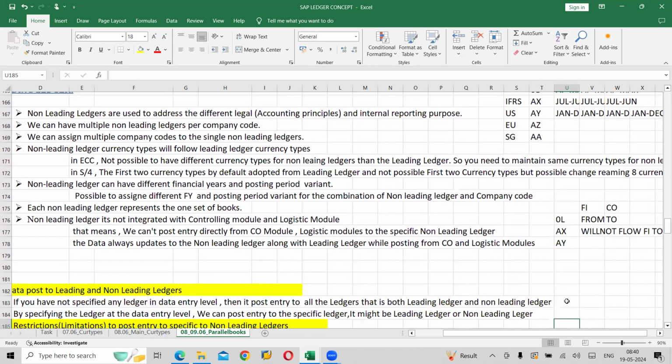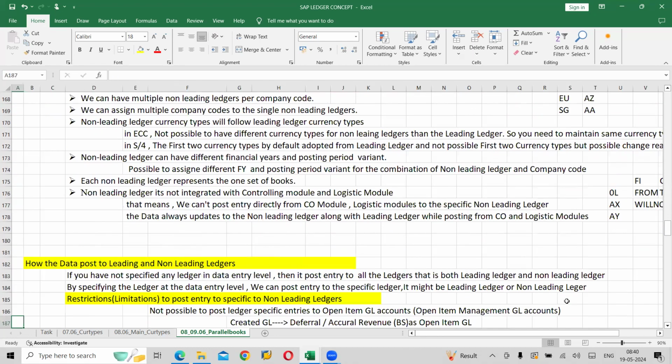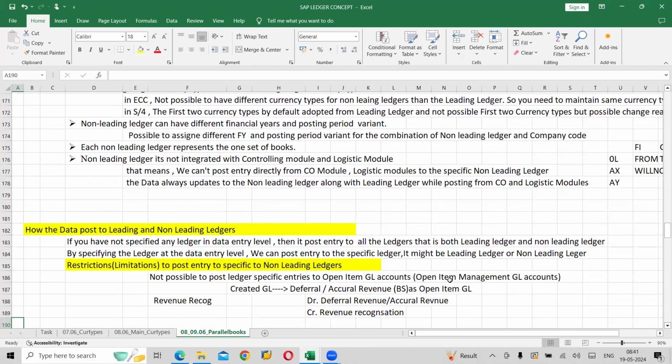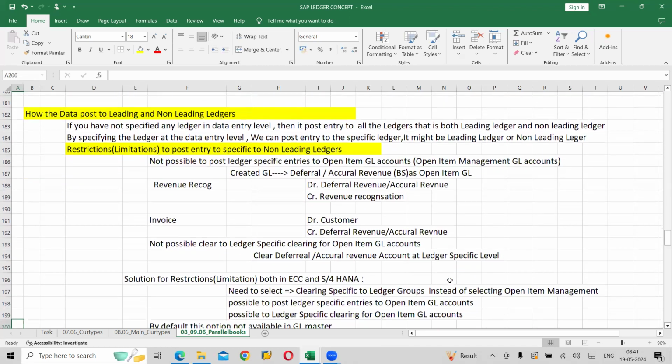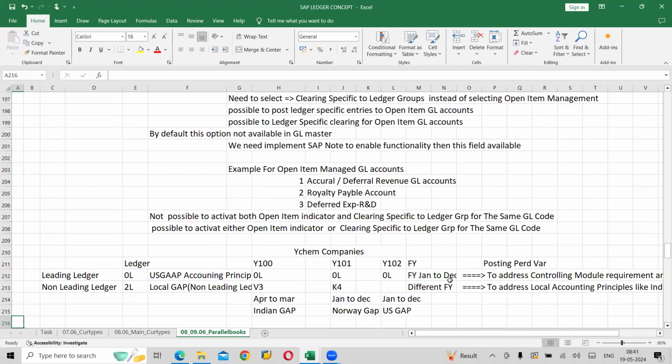Any questions here? Okay, now I want to post my data from the non-leading ledger to the CO module or any other logistics module. If you have not specified any ledger at the data entry level, then it posts the entry to all ledgers. That I'll explain in next week's session. Is this clear? Any questions on this?